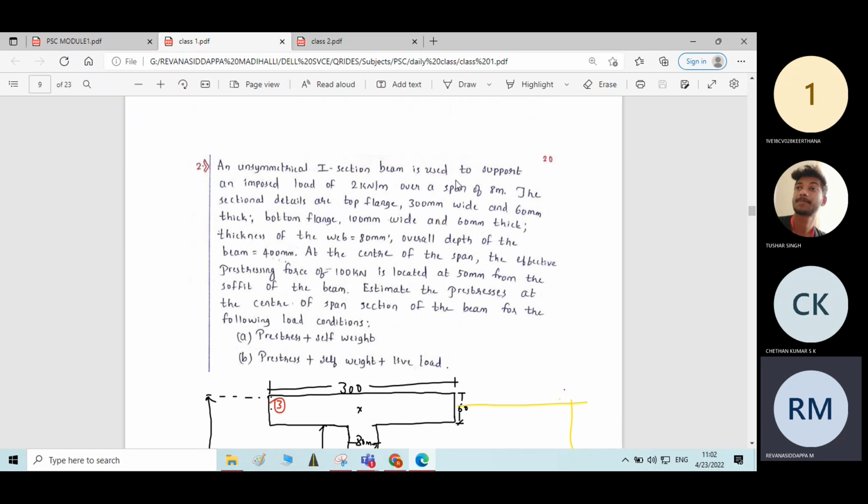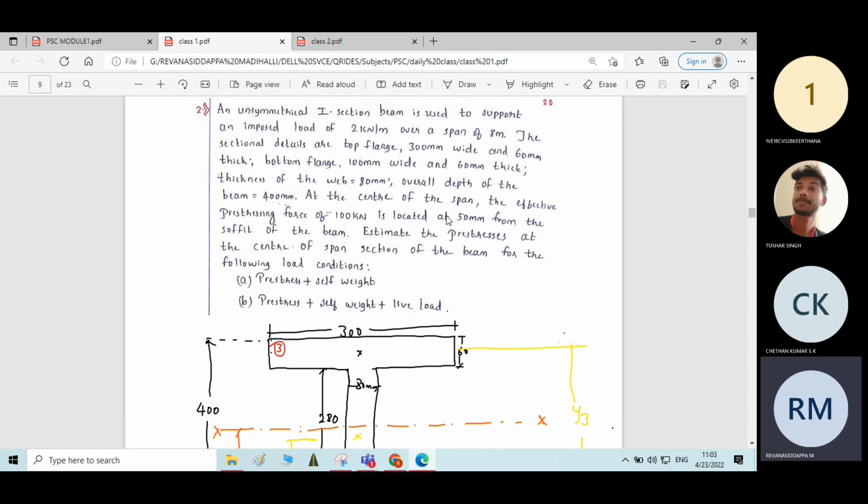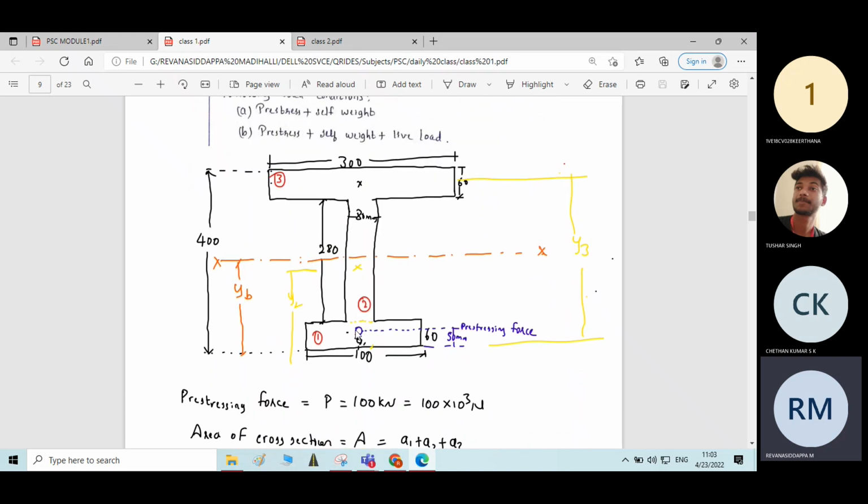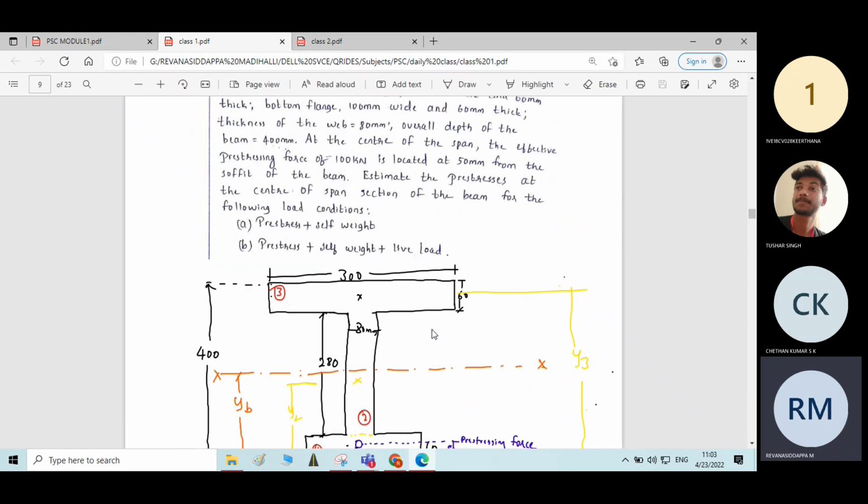An unsymmetrical I section beam is used to support an imposed load of 2 kN per meter over a span of 8 meter. The live load on the beam is 2 kN per meter and the length of the beam is 8 meter. The sectional dimensions of the I section are given: flange width, web thickness, flange thickness. Every data required for the sectional dimensions is given. Then the prestressing force is given as 100 kilonewton, and it is located at a distance of 50 mm from the soffit of the beam. That also we have written here in the diagram.